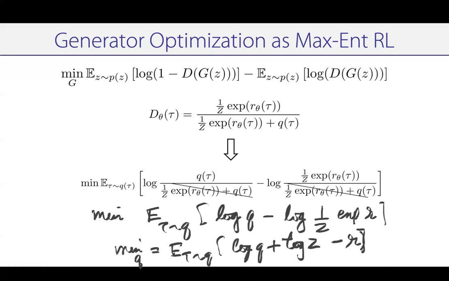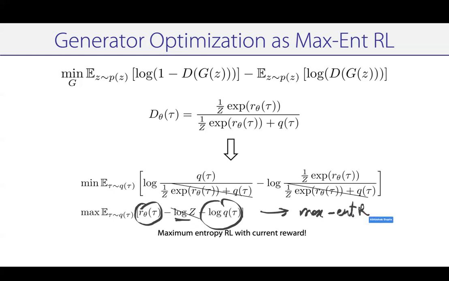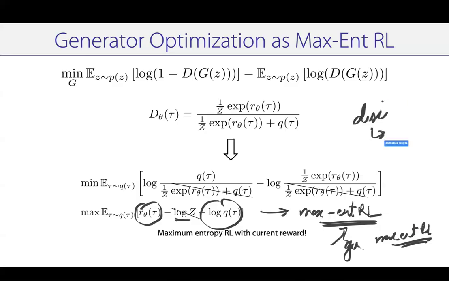So for this objective, you flip the min and the max, and you take a negative and make it a max. And you get this objective, which starts to look a lot like max ent RL, right? So log Z is a constant, doesn't matter. But this objective is maximizing reward plus entropy. Log Q is our policy distribution, so minus log Q is our entropy. And so this is exactly max ent RL. This means that our generator is solving max ent RL. And if you work through some more algebra, you can show that your discriminator is doing the same thing as your reward update.